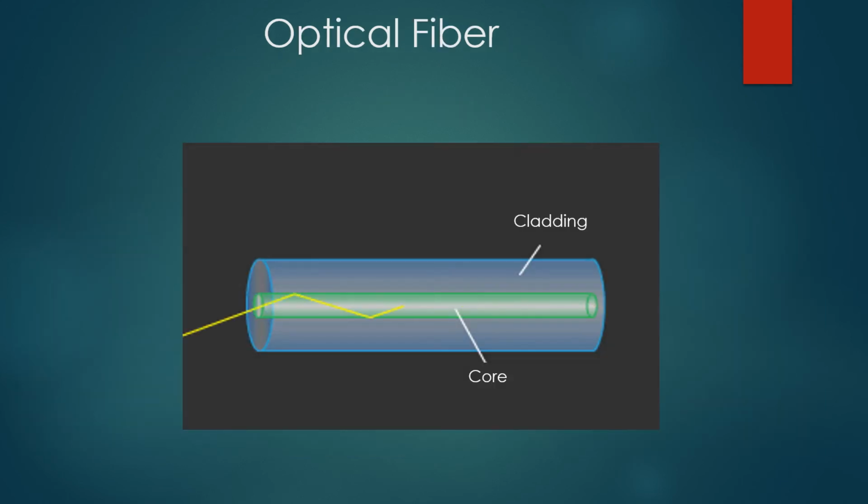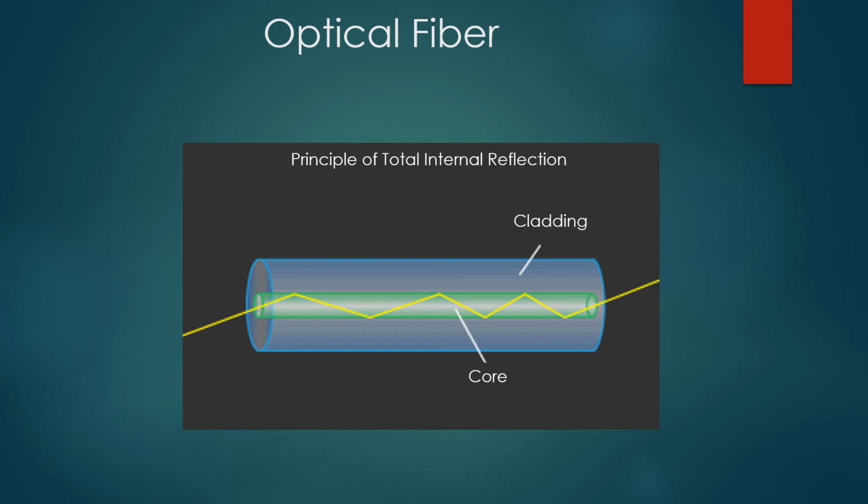Let's study about optical fiber. This optical fiber is a device which can be used to conduct light along any desired path. This works on the principle of total internal reflection. As you can see in the diagram, it consists of a thin transparent fiber made up of glass or plastic known as core. The core is coated with a material of lower refractive index known as cladding.